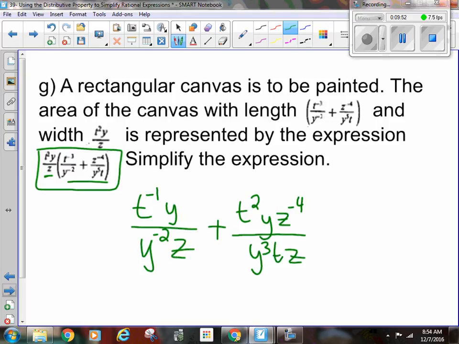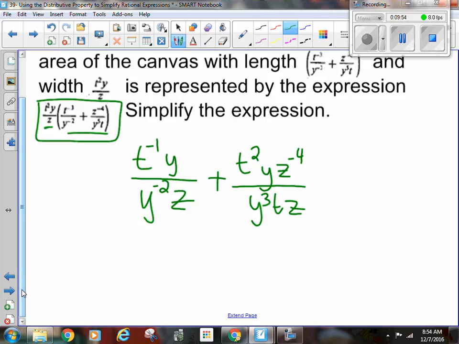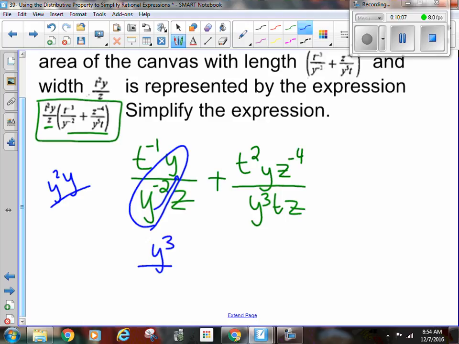Okay, so we're going to simplify each of those by getting rid of negatives. And here I see I have 2 y's. Now this one's going up and it's going to become positive. So I have a y squared and a y on the top. So that's going to be a y to the third. This t is going to go down and the z stays there.